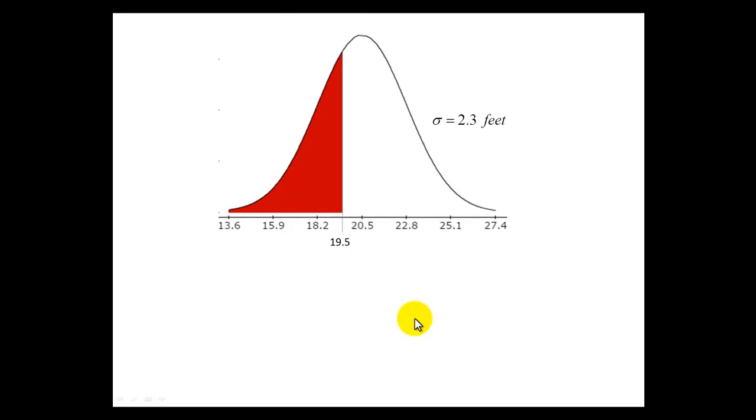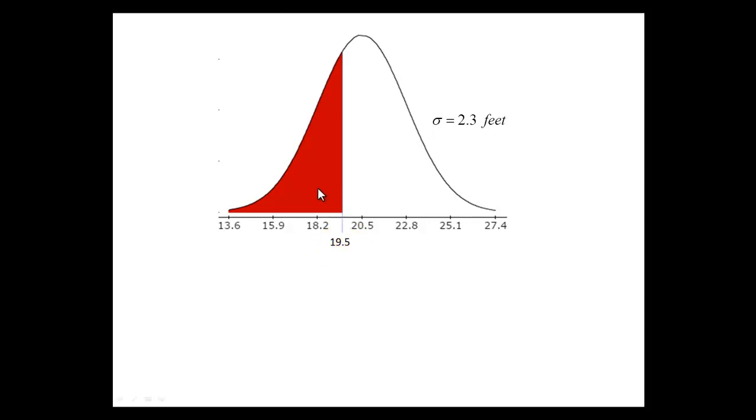Here's our normal model that describes the lengths of the pythons. As you can see, I indicated that the standard deviation is 2.3 as it told us, and the mean right underneath the peak of the bell curve is 20.5 feet. Each tick mark is 2.3 feet away from one another. So we just put the standard deviation tick marks in, and 19.5 feet fits nicely right here to the left of 20.5 feet. So it looks like it's less than one standard deviation to the left of our mean.